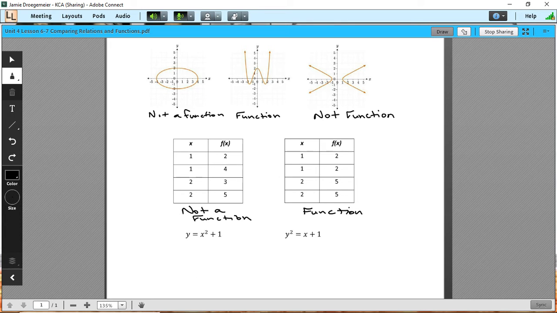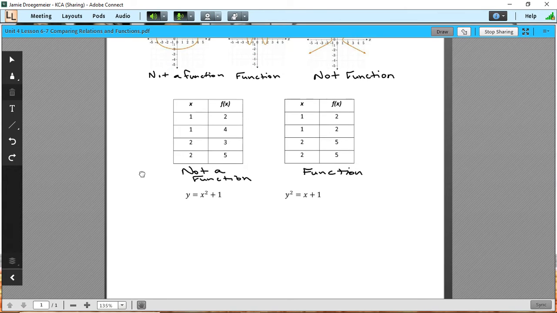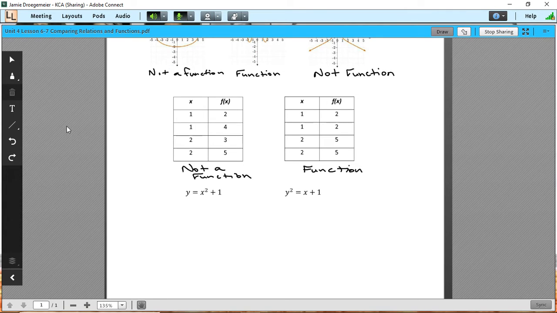All right, and then our last examples here are looking at some equations. And there's a few different ways that we could identify from the equation whether it is a function or not a function. So remember, x is our inputs, y is our outputs. One thing that we could try is we could create a table of values, and I could plug in values for x, see what I get for values of y.